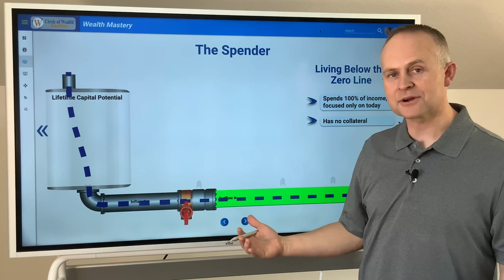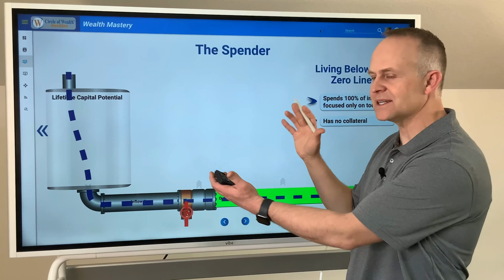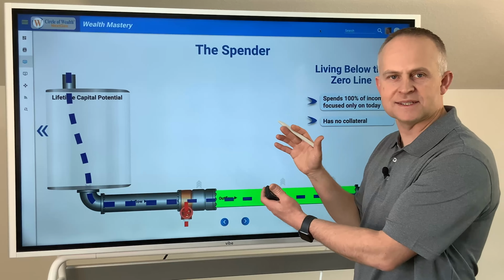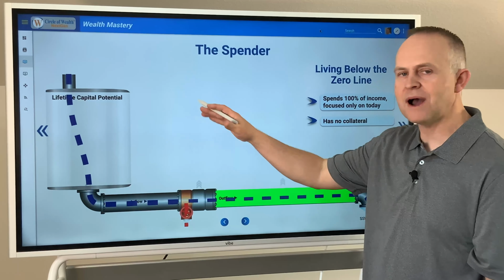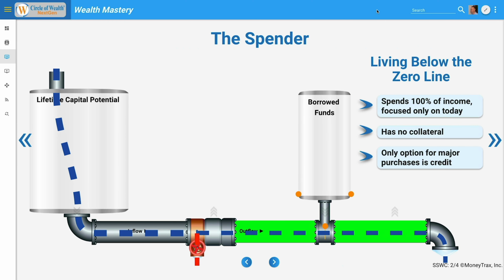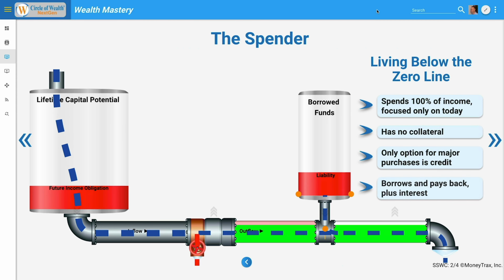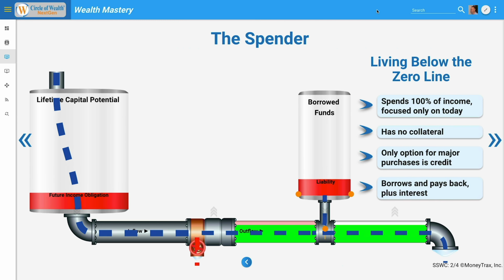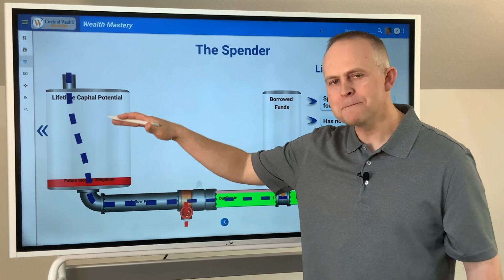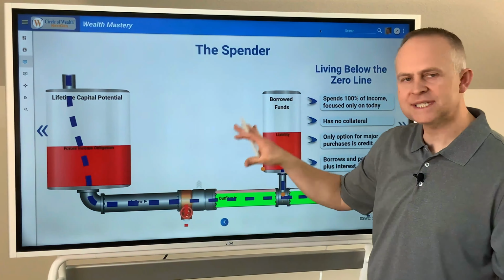There's no collateral opportunities. You have no assets. There's nothing here to use as collateral to borrow against, right? It's just nothing, no assets. That's the spender. Now, the only option for a spender is to borrow money on credit, right? So they're going to borrow the money, and the only way they can pay back those borrowed funds is through future income. Right? They have to actually make money because there's no other tanks.